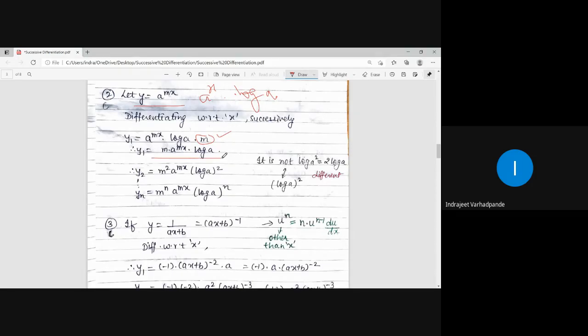Now again I will be differentiating with respect to x. m is constant. The derivative of a to the power mx is a to the power mx into log a.